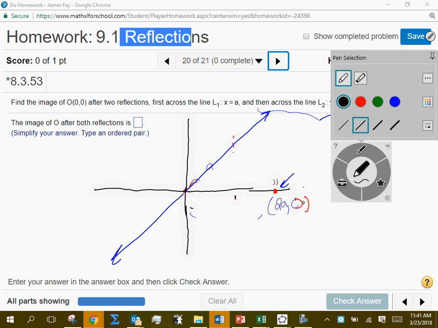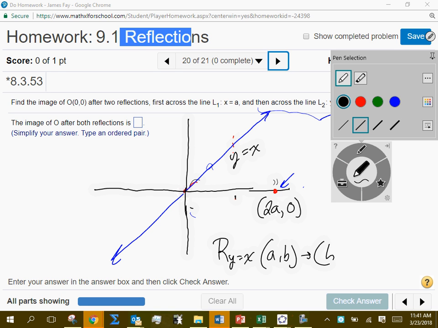Okay, so now we have this point 2a comma 0. And we're going to reflect that now across this line here, y equals x. Well, what was the rule for reflecting something across the line y equals x? If it was a comma b, it became what? B comma a.